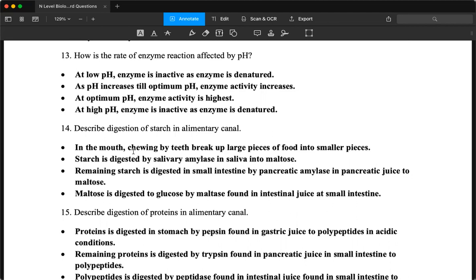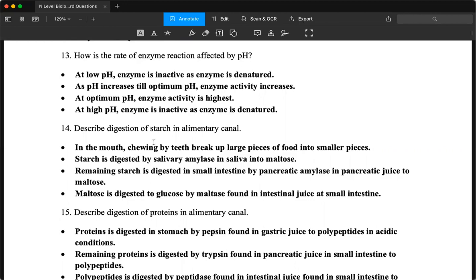For example, pepsin found in the stomach is optimum at pH 2, while other enzymes like amylase, if you talk about salivary amylase, it will be optimum at neutral condition, pH 7. If it is lipase, then it will be a slightly alkaline condition.